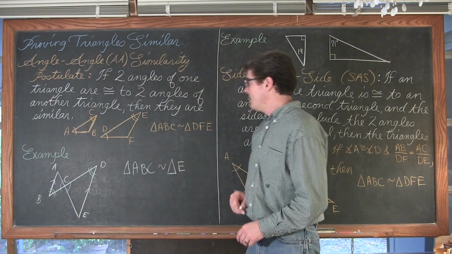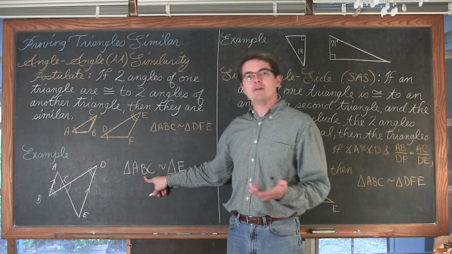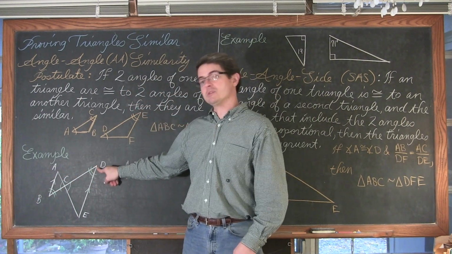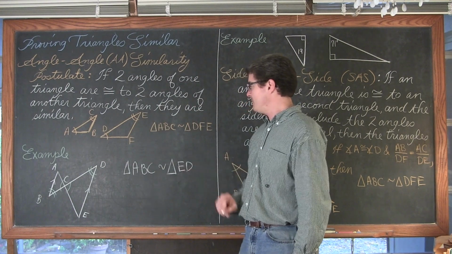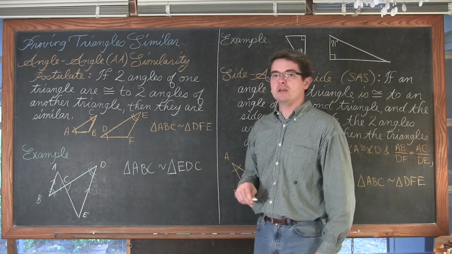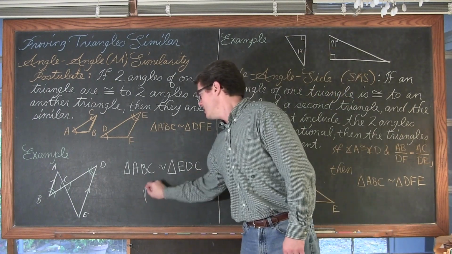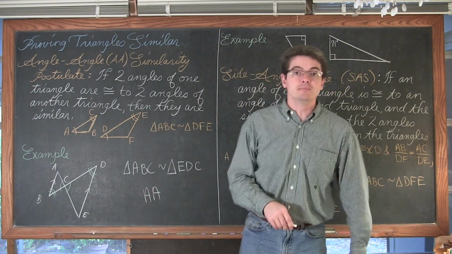The next angle I have identified is angle B. Well, angle B is congruent to angle D, and then there's only one left, which is C. So triangle ABC is similar to triangle EDC due to AA.